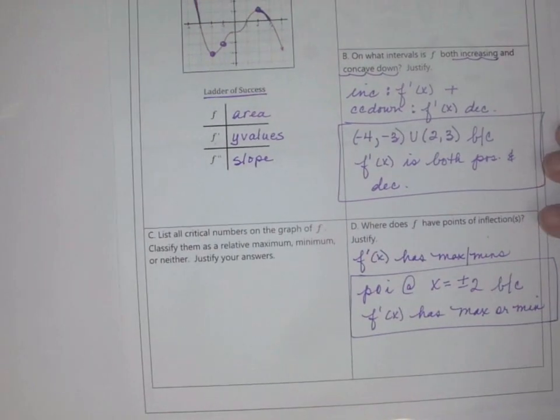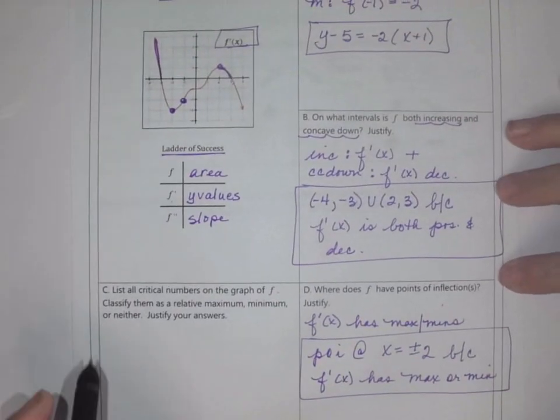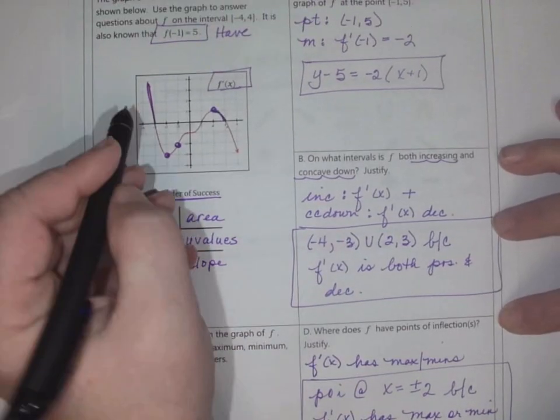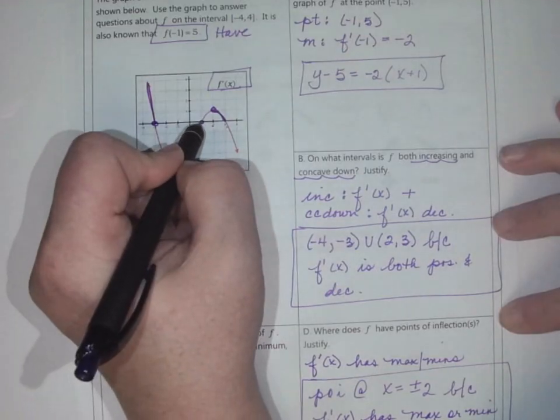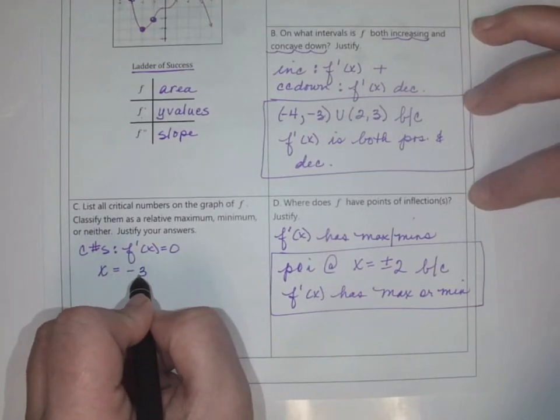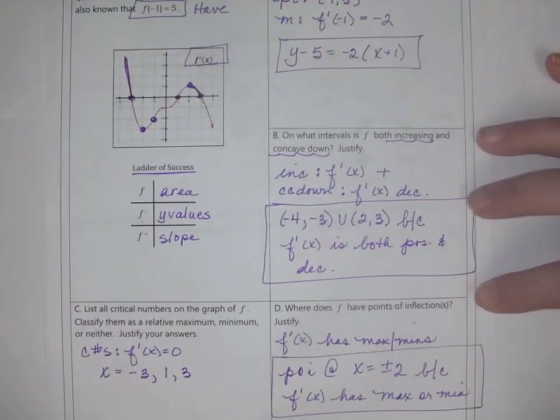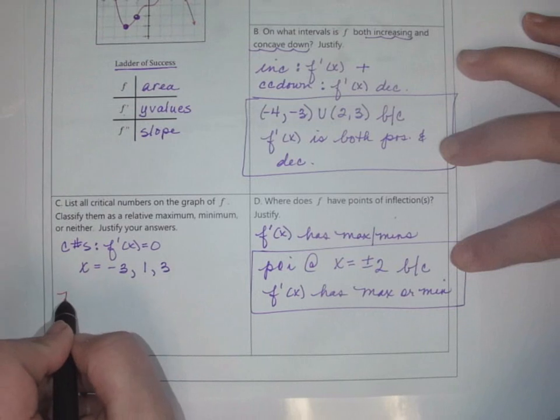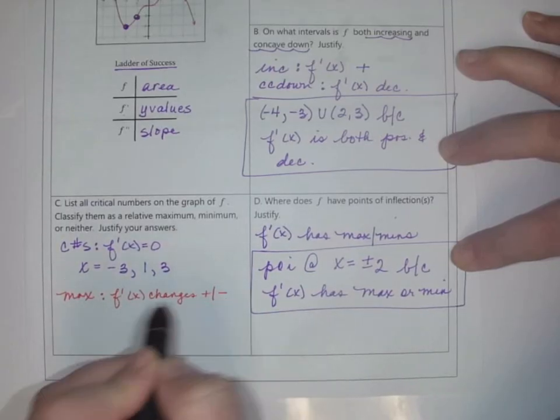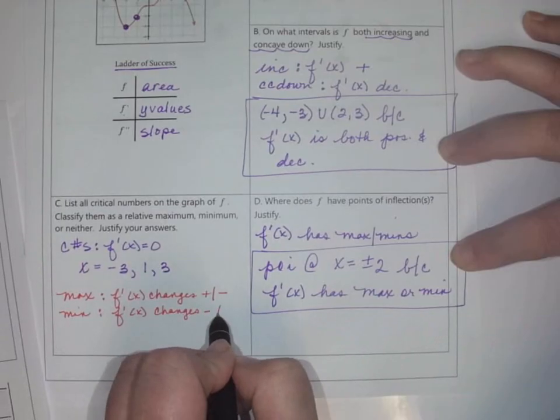All right, then C, oh, I went backwards. C is list all critical numbers on the graph of f and then classify them as a maximum, minimum, or neither. Remember, your critical numbers are when your f prime of x is equal to 0. So f prime of x is equal to 0 here at -3, here at 1, and here at +3. So my critical numbers are x equals -3, +1, and +3. Now we have to classify them. Our maximum happens when f prime changes from positive to negative, and our minimum happens when f prime of x changes from negative to positive.